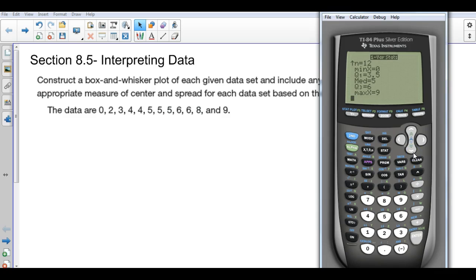My minimum is the value of 0. I have a quartile 1 of 3.5, median is 5, which is relatively close to the mean. So if the median and the mean are pretty close together, it means that our data might be symmetric. But again, we'll have a way better idea once we make that box and whisker plot and we look at how long those whiskers are.